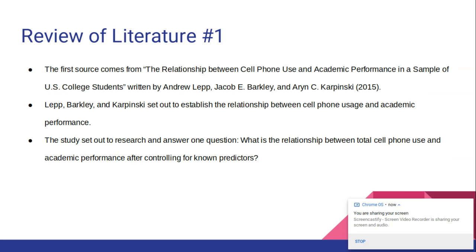The first source comes from the relationship between cell phone use and academic performance in a sample of U.S. college students written by Andrew Lepp, Jacob Barkley, and Aaron Karpinski. Lepp, Barkley, and Karpinski set out to establish the relationship between cell phone usage and academic performance. The study also set out to research and answer one question. What is the relationship between total cell phone use and academic performance after controlling for known predictors?